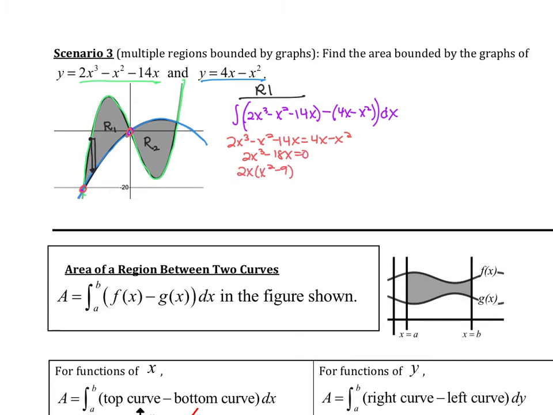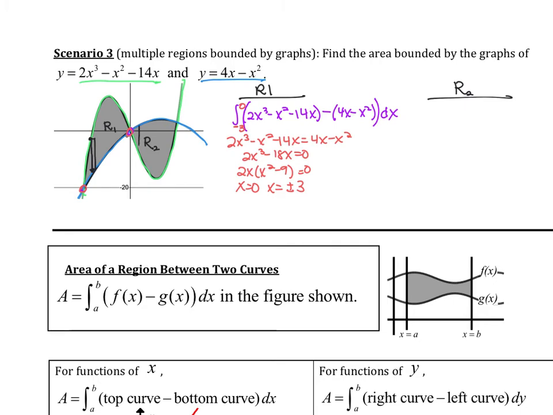So we get 2x times x squared minus 9 equals 0. So we get x equals 0 and x equals plus or minus 3. So my bounds of integration here are going to go from negative 3 to 0, and that would give me that first region. Now, is that going to be the same for region number 2? Can I set up the same integral just with different bounds?